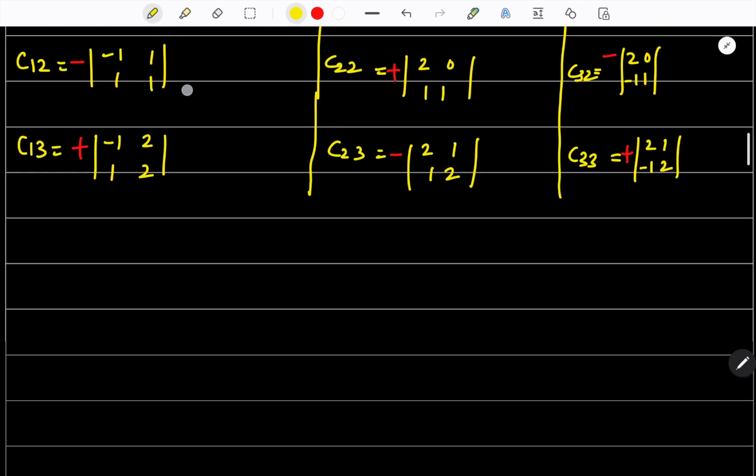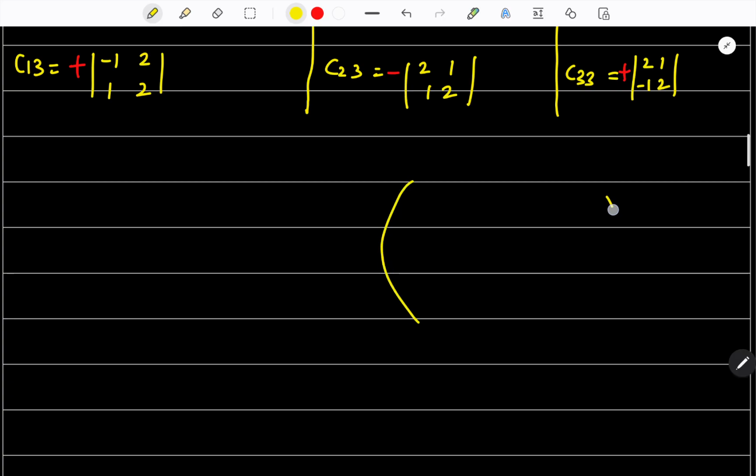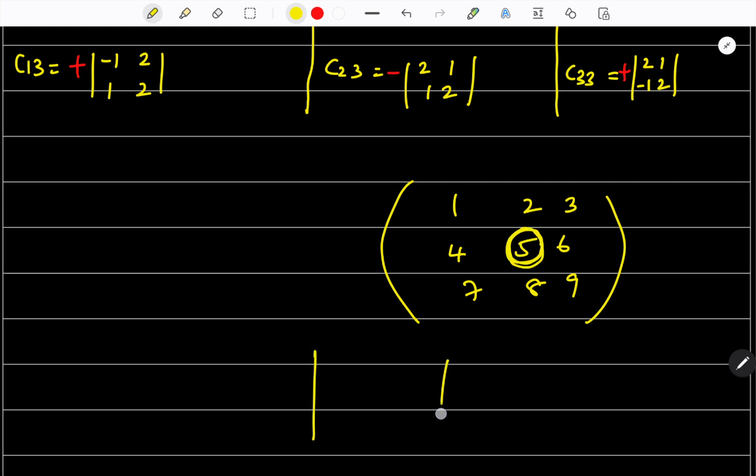Let me again write here. Look here. Suppose you want to find the minor of this element in the matrix 1, 2, 3, 4, 5, 6, 7, 8, 9. How will you do it? Put the determinant. This row you don't take. This column you don't take. What is left? 1, 3, 7, 9.